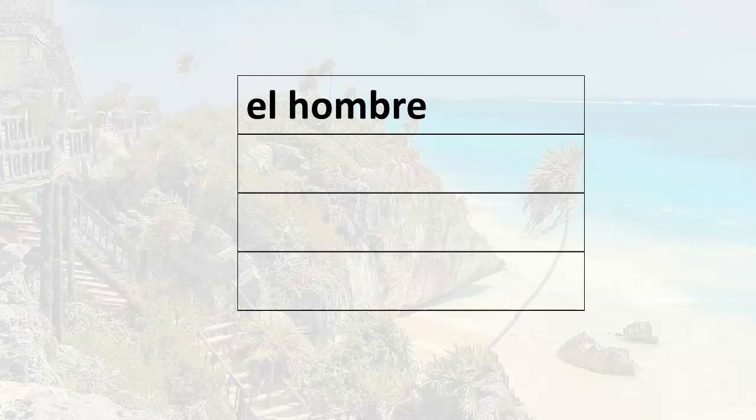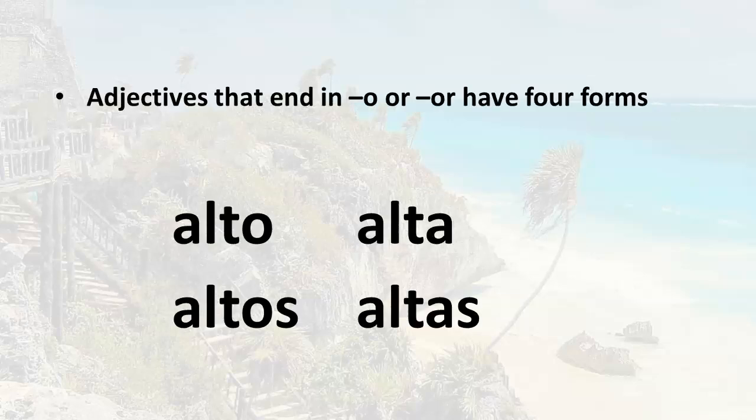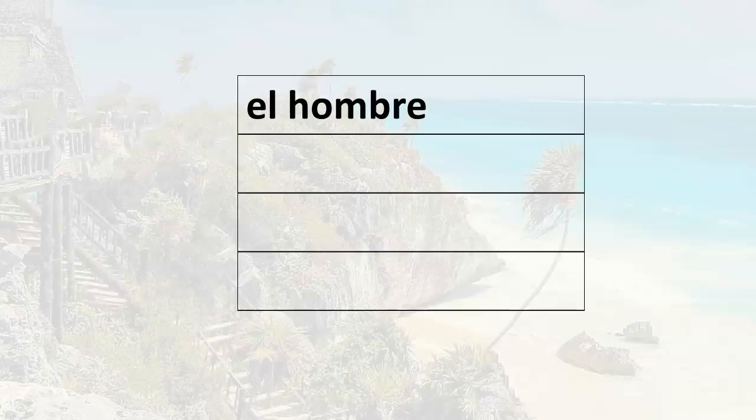If I want to say the tall man, which of these 4 forms will you pick? Well, el hombre. Now this is biologically masculine, but grammatically it's also masculine because it takes the el. Words that take el are grammatically masculine. So if I want to say the tall man, I would say el hombre alto. El hombre alto. Remember, the H is silent. Hombre alto.